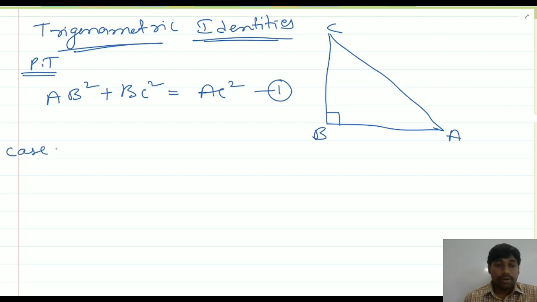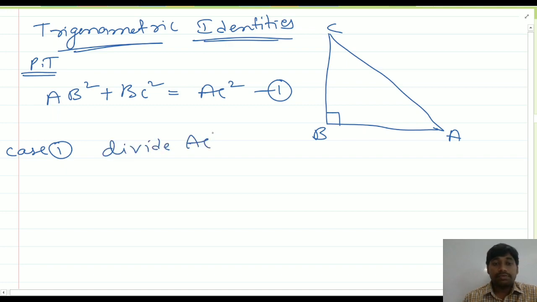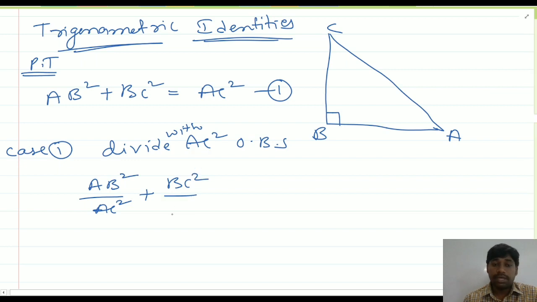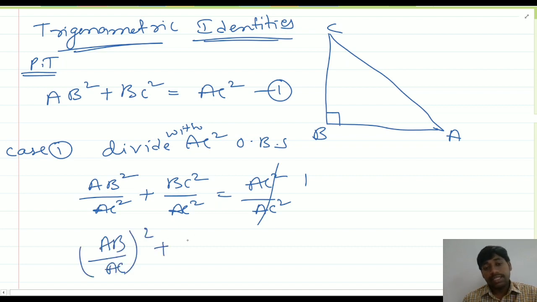Case 1: divide AC square on both sides. That will become AB square by AC square plus BC square by AC square, which is equal to AC square by AC square, which becomes 1. This can be written as (AB by AC) whole square plus (BC by AC) whole square, which is equal to 1.